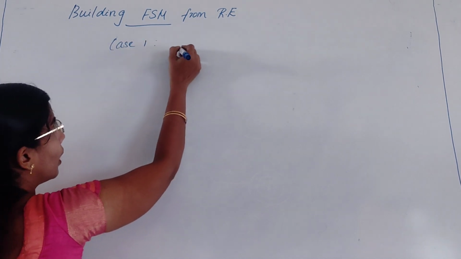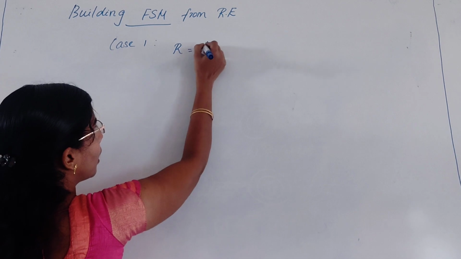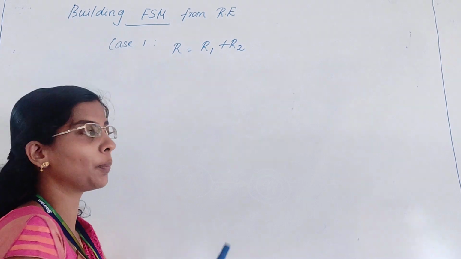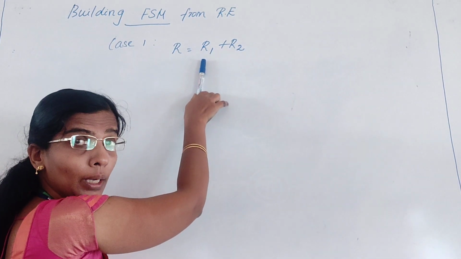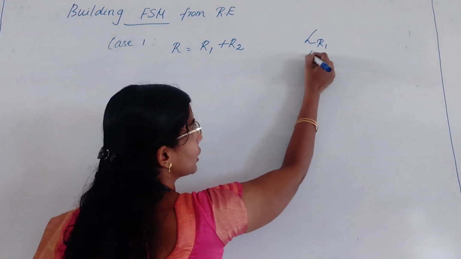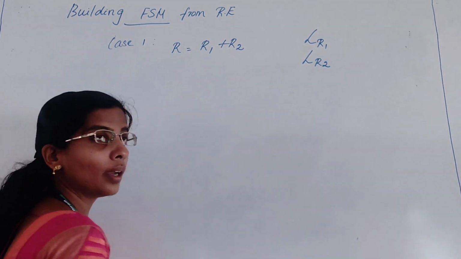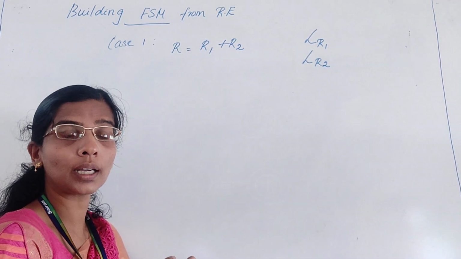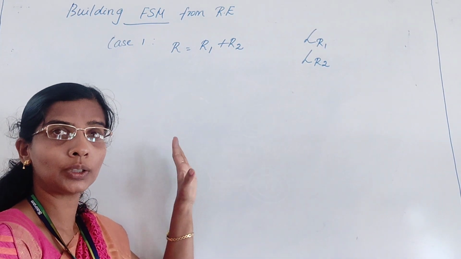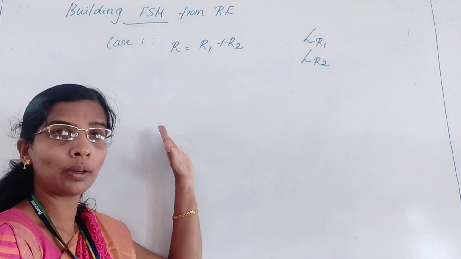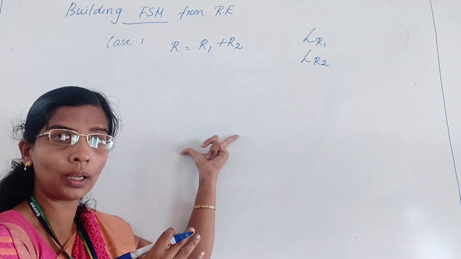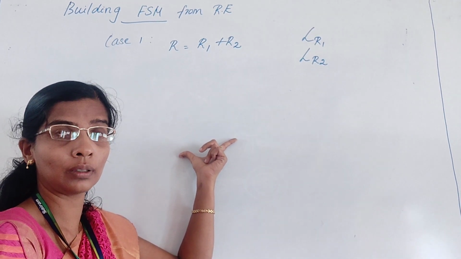Case 1. My regular expression R is R1 plus R2. R1 is the regular expression corresponding to language LR1, and R2 corresponds to language LR2. Right? So in this case, what is the corresponding FSM? You can keep these as the basic formulas and you can answer your questions. You have to remember this Kleene's theorem.